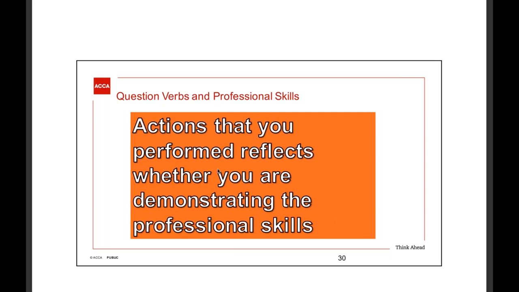Previously, when students did P1 and P3, okay, as long as they were able to answer the questions and justify related to the case, that's it. But for SBL, it requires you to perform your task, and at the same time you're supposed to be demonstrating the professional skills that are demanded by ACCA. Okay.